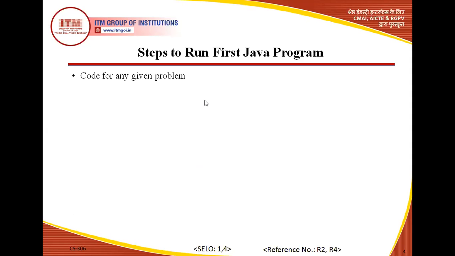So what are the steps? Code: for any given problem you must have some code, so you must write the code. Next, save the file with the .java extension. The important thing is that your file has the .java extension. Next, open the command prompt, because we need to execute your file. After that, we write the command javac. Javac stands for Java compiler, followed by the file name.